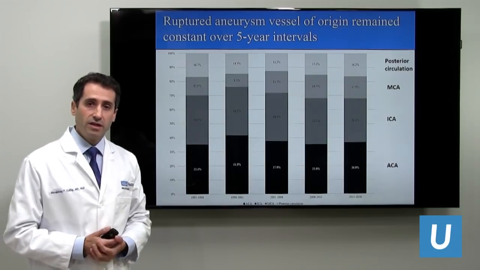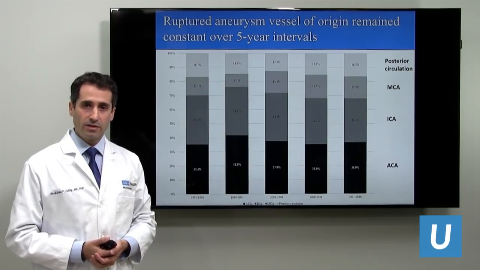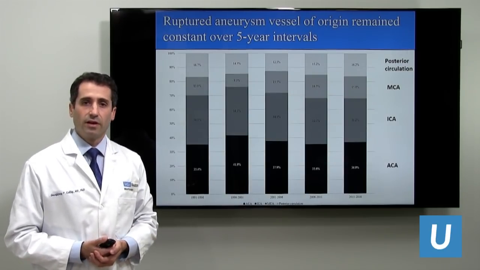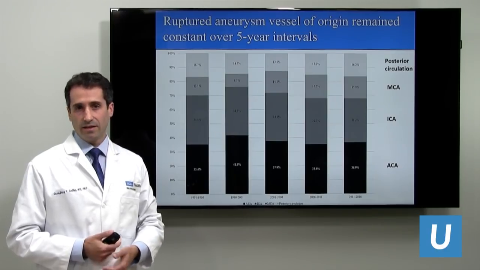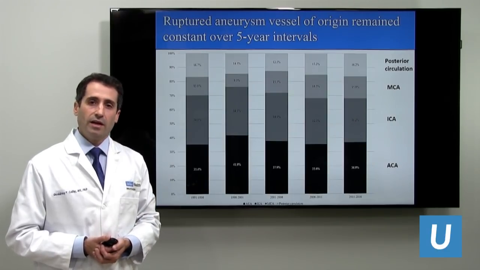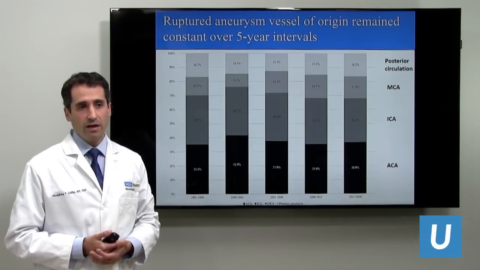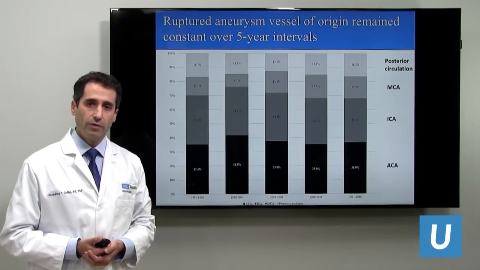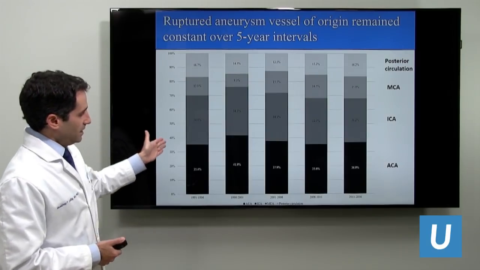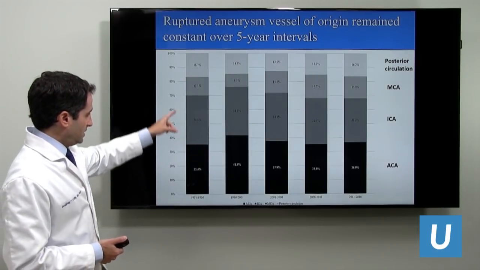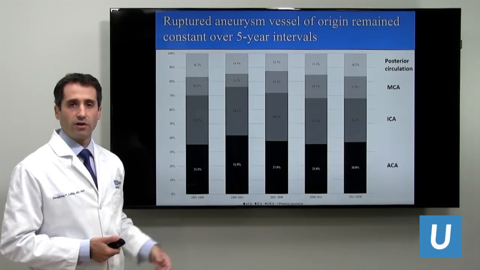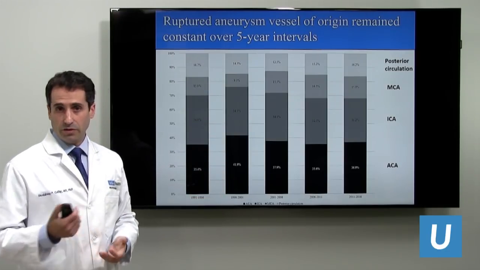So I came to UCLA from Johns Hopkins, and while at Hopkins, with my close colleagues over there, we performed a study looking at the different aneurysms that ruptured in those patients that came into Johns Hopkins over a 25-year time period. And I'm just going to share a little bit of that data with you. So this is a graph that looks at different 5-year time intervals, starting from the early 90s to the present time.